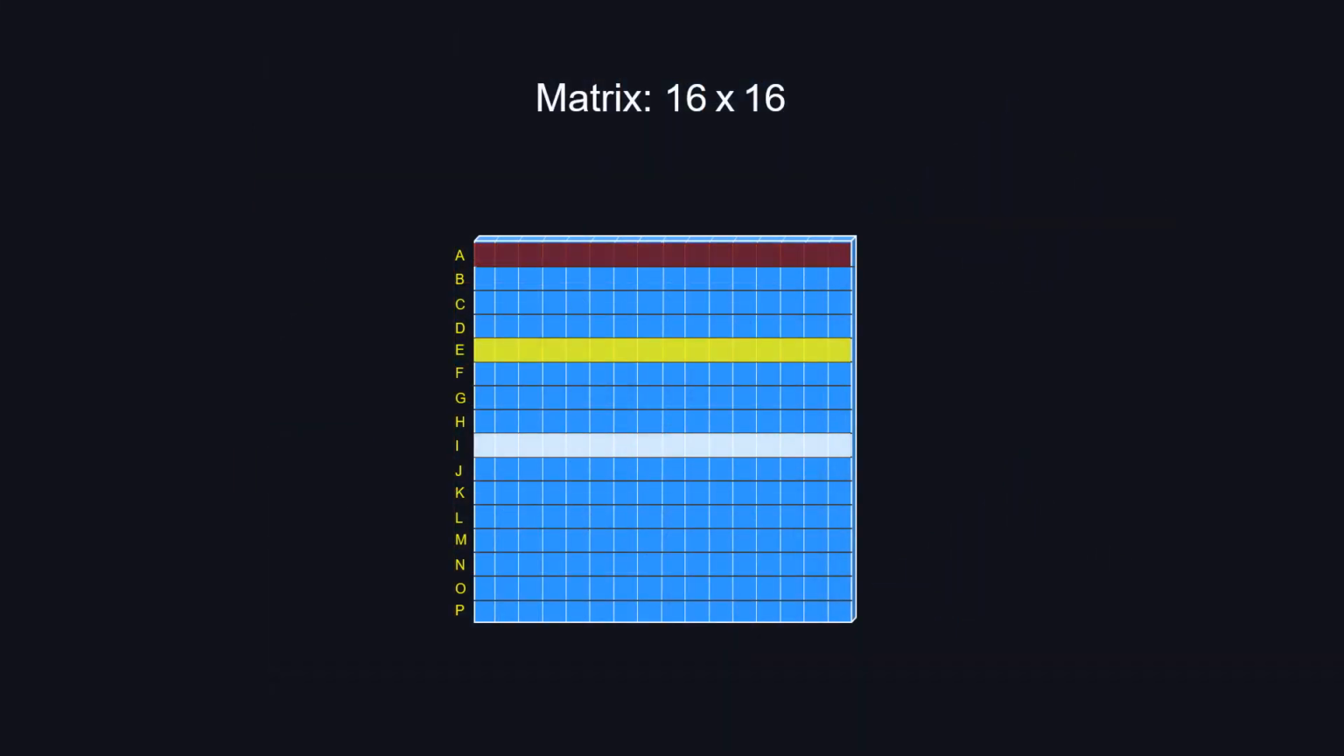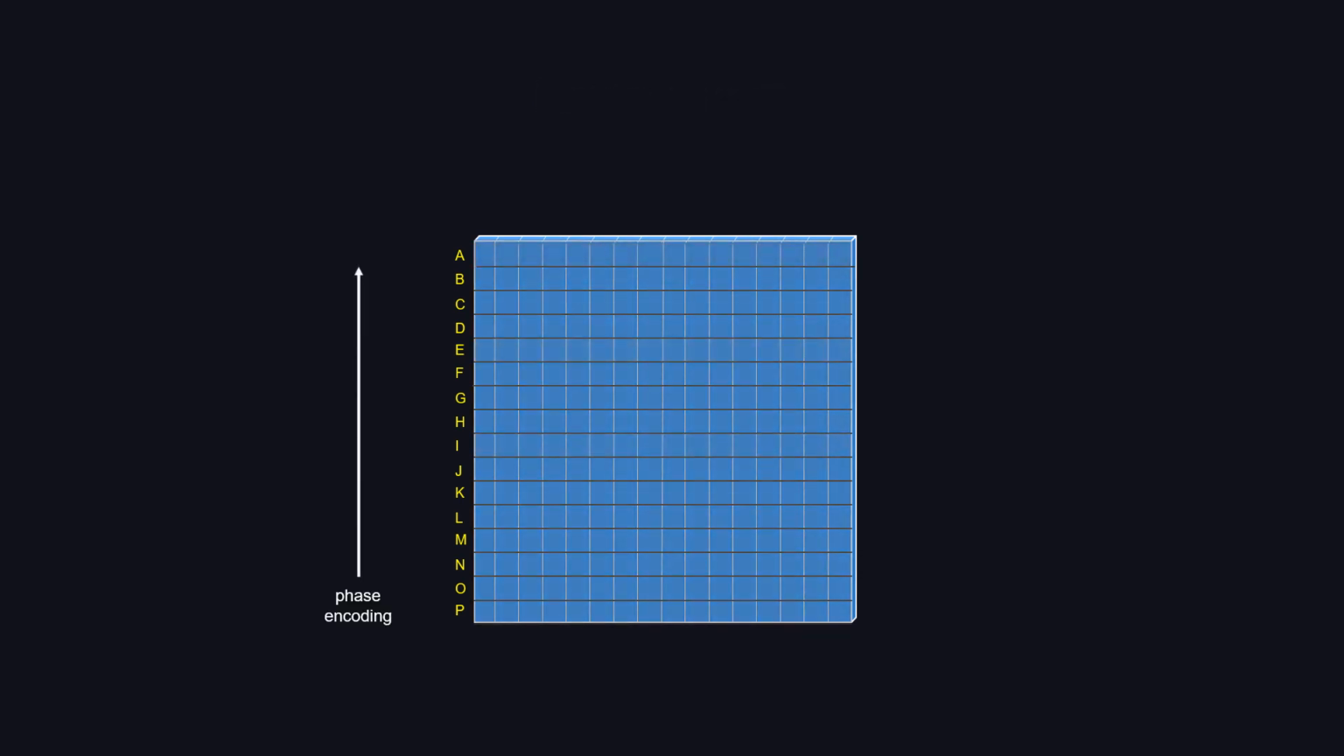So between row I, E, and A, initially when there's no gradient, all the protons are in phase and you will get the least amount of signal loss. You sample the signal from the echo, then you register the signal right in the center, row I in this example.